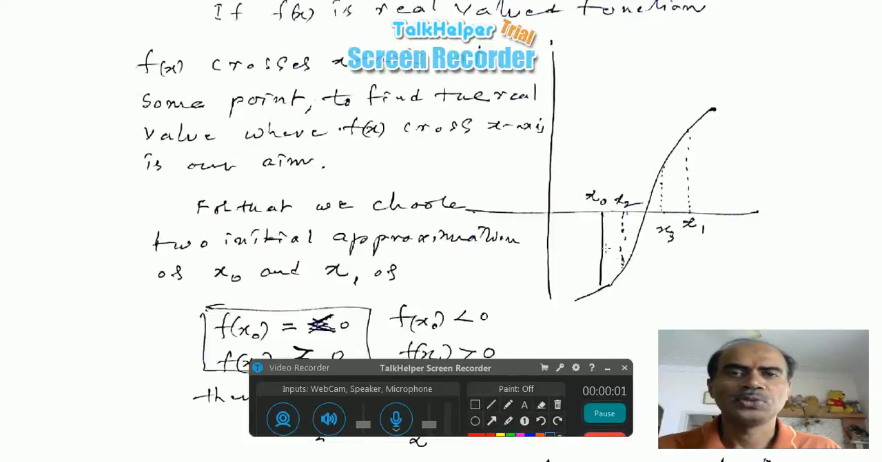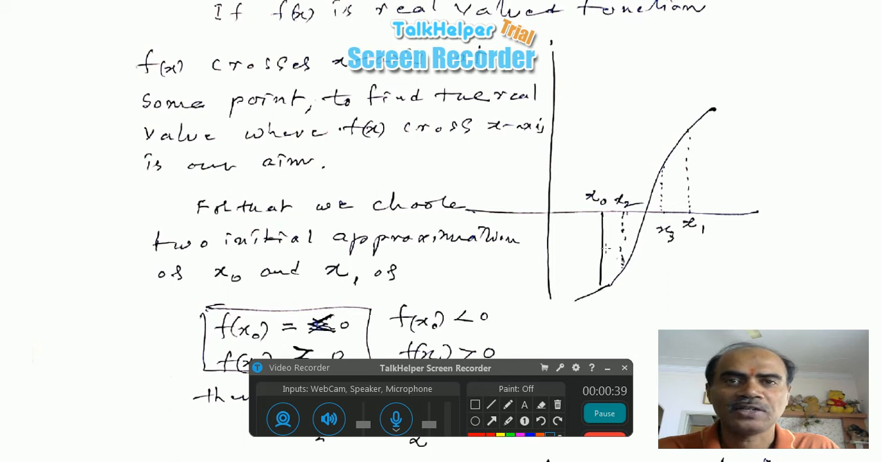Numerical methods too. So in this section we will see numerical solutions of algebraic and transcendental equations. We know what is meant by algebraic and transcendental equations. The equations involving algebraic functions, polynomials like that, we call algebraic equations, and the transcendental ones mean trigonometric, exponential, logarithmic functions are involved in that equation. We call them transcendental functions.